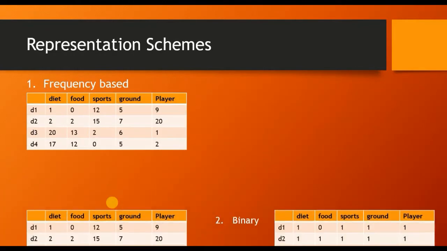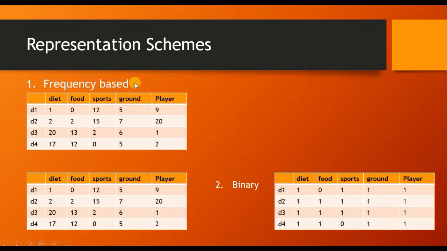Some of the other representation schemes: if we consider a hypothetical data set that has diet occurring in document 1 once, sports occurring 12 times, ground 5 times, and similarly we have a frequency based representation of all these unique features in these 4 documents, which is all we have in the data set. This can also be represented in a binary representation like this, where the words that have frequency 1 or more are presented as 1, and all the other words or features that do not occur in the document are represented with 0. This is the case where frequency related information may not be required.